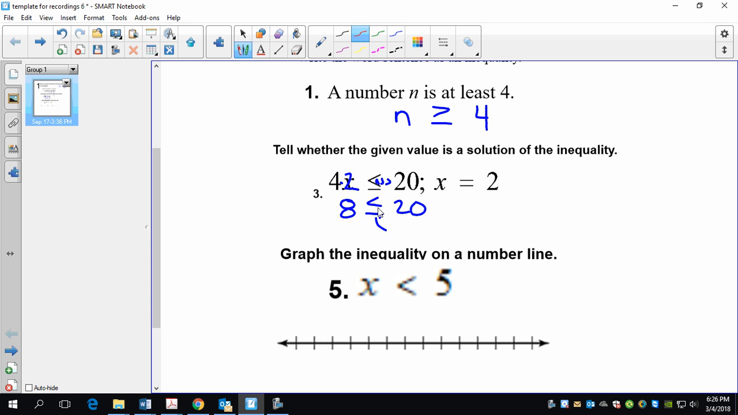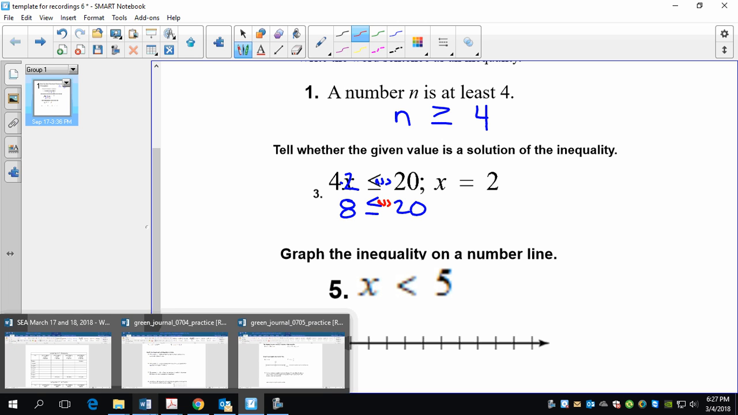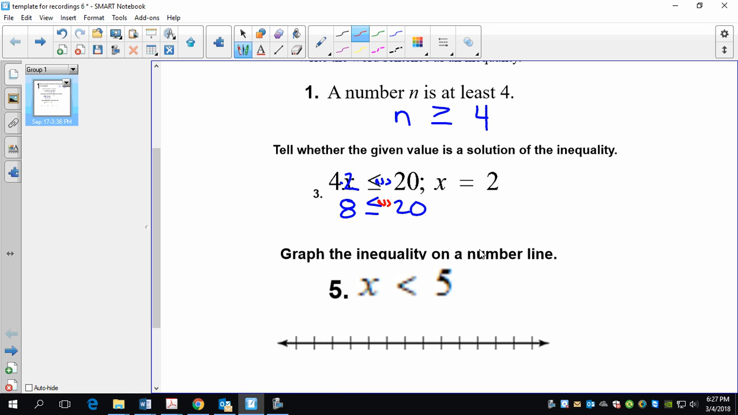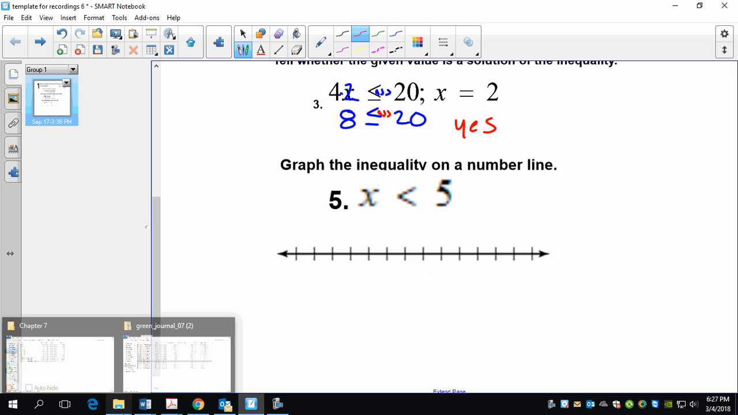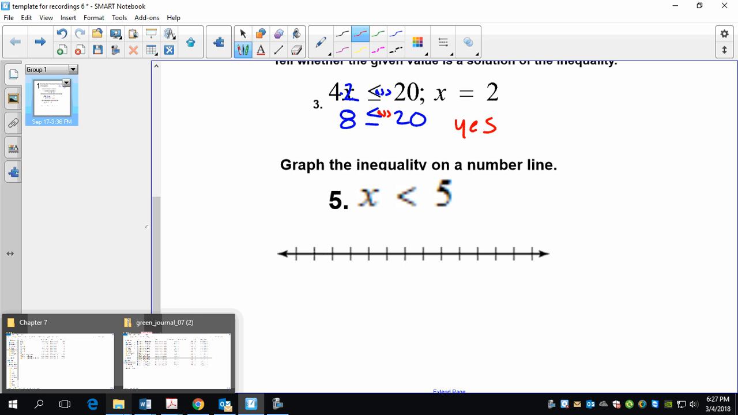I'm going to change my color here so I can get my ESS in there. So we have 8 is less than or equal to 20. Is 8 less than or equal to 20? The answer is yes. It just has to be one of those two things, less than or equal to 20.